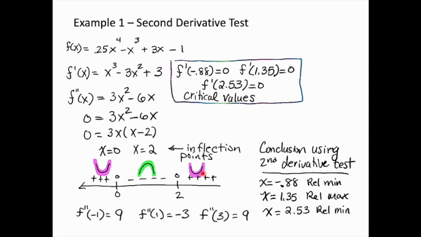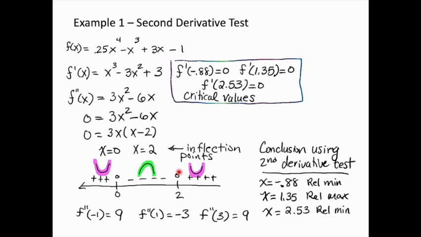Now, if you look at the sign chart, at this point here, x equals 0, it changes from concave up to concave down. So it's positive on the left, negative on the right. So that means x is equal to 0 is an inflection point, and that tells us where it changes concavity.